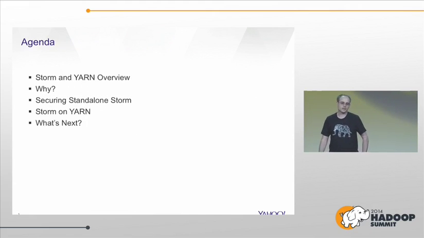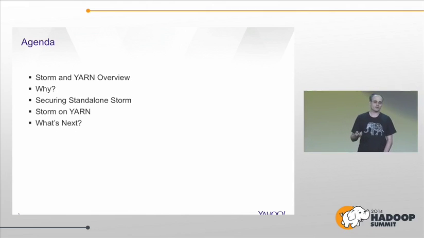So on to what we're actually going to be talking about. At Yahoo, we've done a number of things with Storm to make it available as a service for all of Yahoo, a hosted service. I'm going to give a little bit of an overview of what Storm is, what Yarn is. I'm going to talk a little bit about why we bothered to do this, and then get into some of the details of how we secured standalone Storm, some of what we've been playing around with Storm on Yarn, and what the next things are that we plan on tackling.